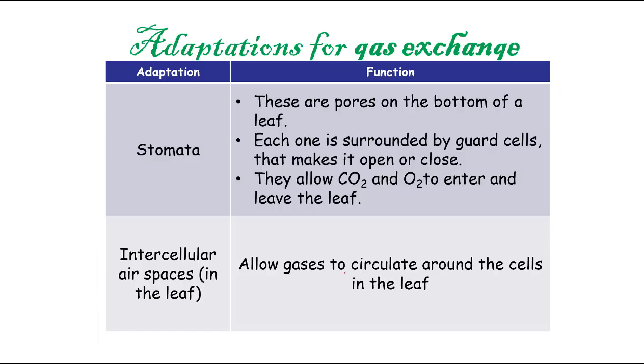The leaf's also adapted for gas exchange because it has stomata and air spaces, and all the adaptations that we talked about in the spongy mesophyll. So the stomata are pores at the bottom of the leaf, each one surrounded by guard cells. The air spaces allow the gases to circulate around the cells in the leaf.